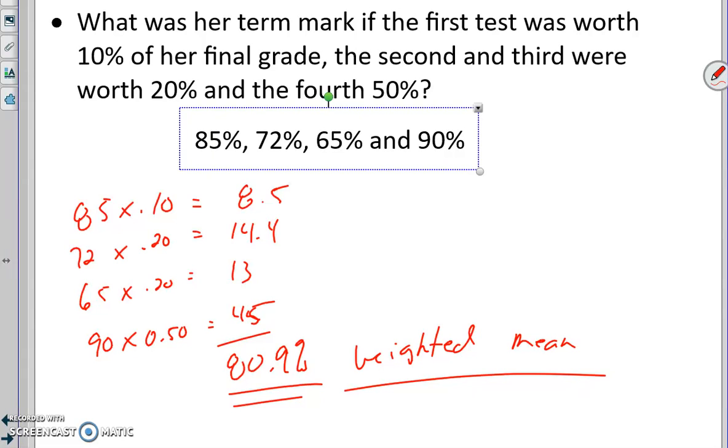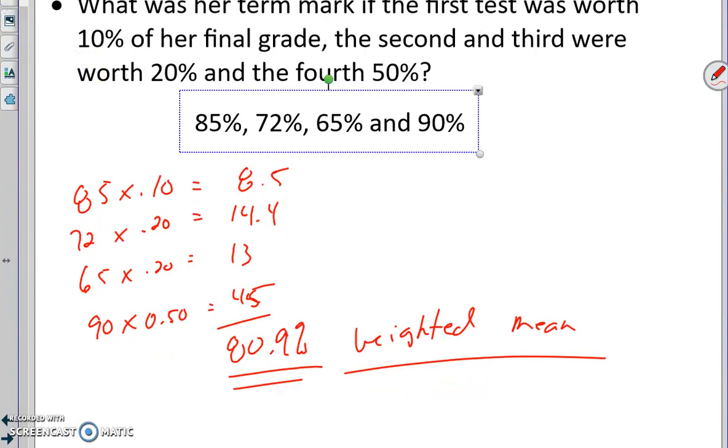Okay? So her mark is actually 80. That 90 counts for quite a bit, right? Like if she only got like 50 on the first test, how much would that affect her mark? Not much, right? Because it's only worth 10%. Okay, does that make sense?